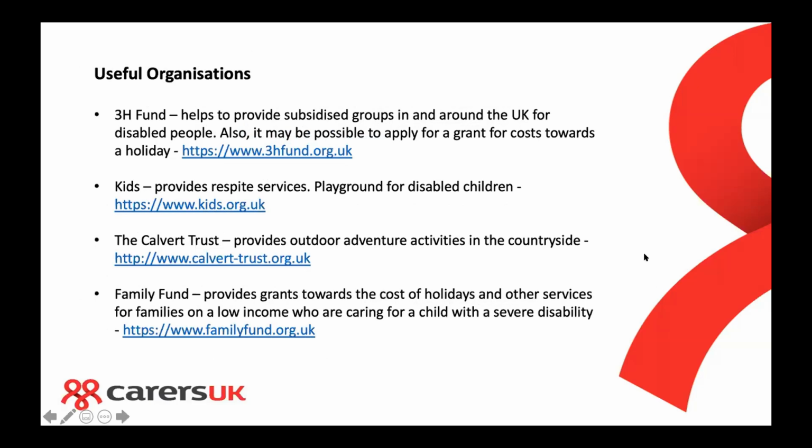So there's some useful organisations that you might be interested in. So there's the 3H Fund, and they help to provide subsidised groups in and around the UK for disabled people. And you might be able to also apply for a grant towards the cost of a holiday. So you can look at their details on their website.